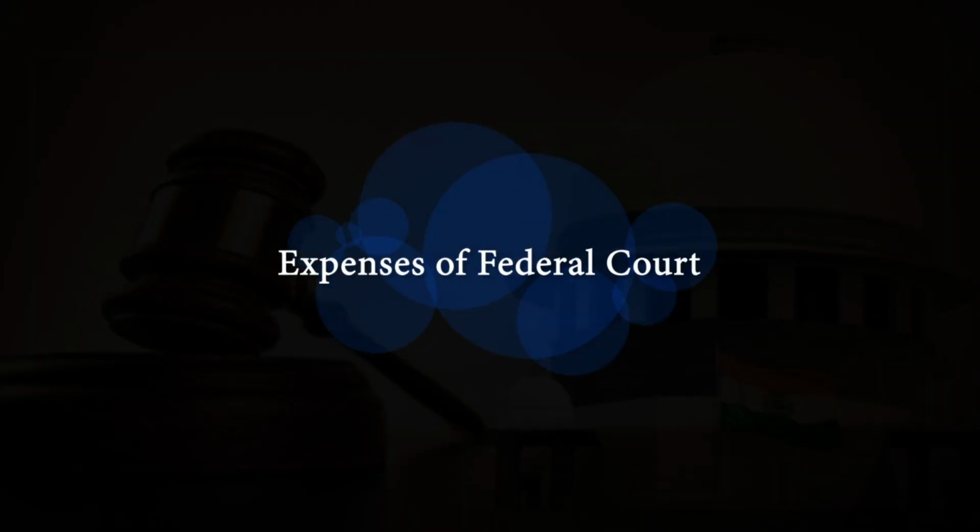Expenses of Federal Court. The administrative expenses of the Federal Court, including all salaries, allowances and pensions payable to or in respect of the officers and servants of the court, were to be charged upon the revenues of the Federation, and any fees or other money taken by the court formed part of those revenues.